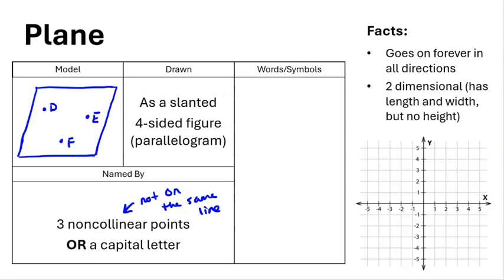So this is just to model a generic plane, and we would name this plane DEF. And there's no certain order that you have to have these non-collinear points in, so we could also call this plane EFD, and so forth. And so if you're not naming your plane exactly like somebody else, that's totally okay. So there's 6 different combinations that we could have for this one.